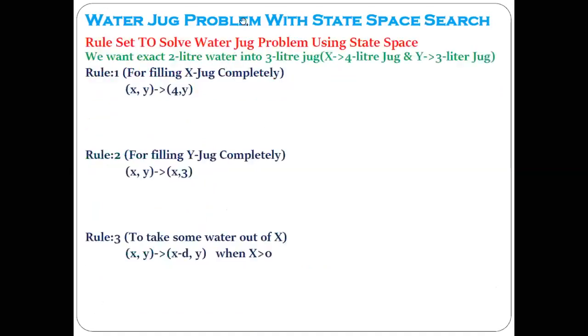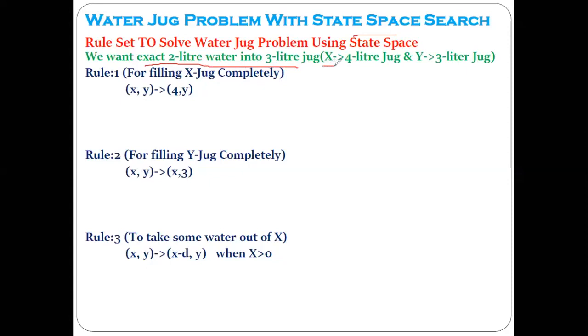Now, as I said, we have to solve this problem using the technique that is the state space. So that this kind of technique can be utilized for the AI agent to solve such kind of problems. If you are expecting the AI agent to solve this kind of problem, we have to apply some technique, and here we are applying the state space. This is the situation we have given. We want exactly 2 liters of water in the 3 liter jug.